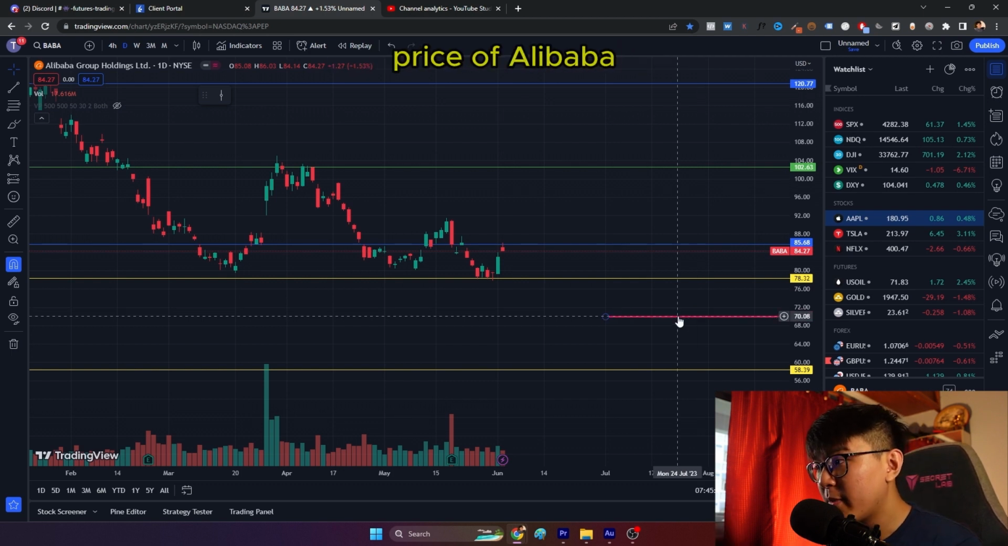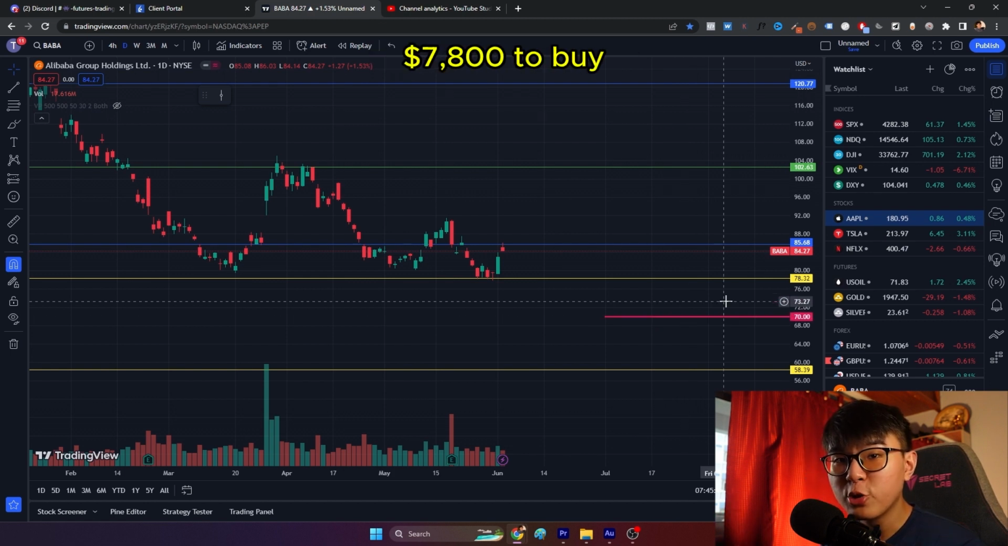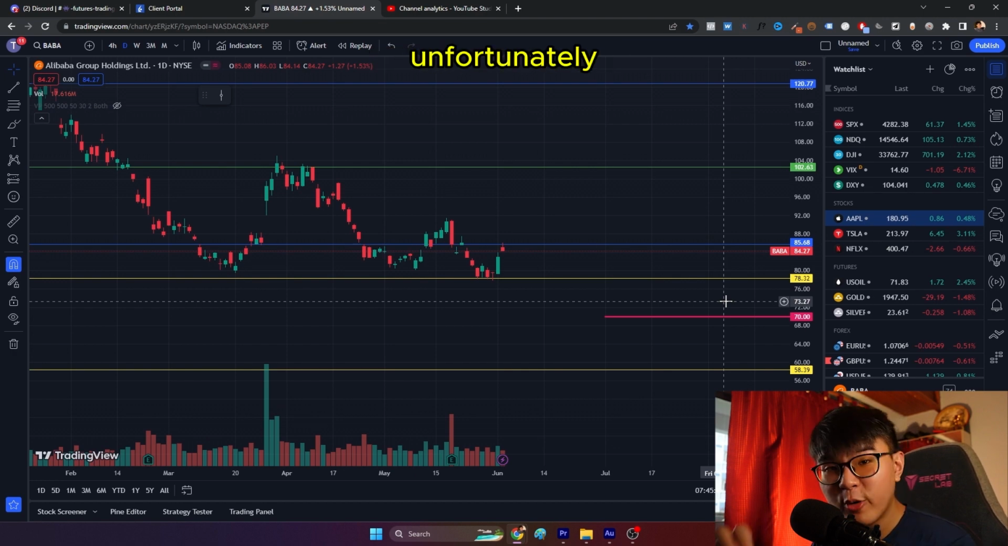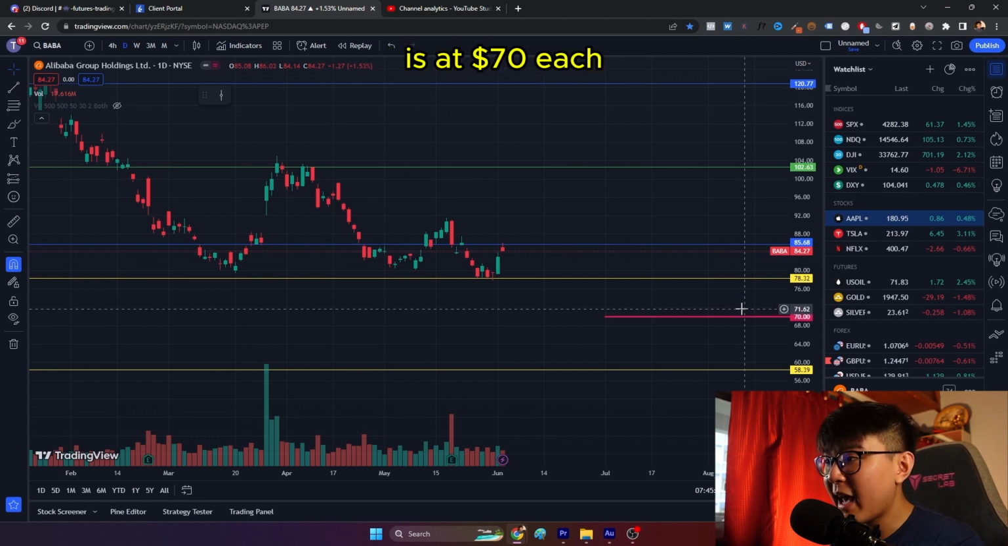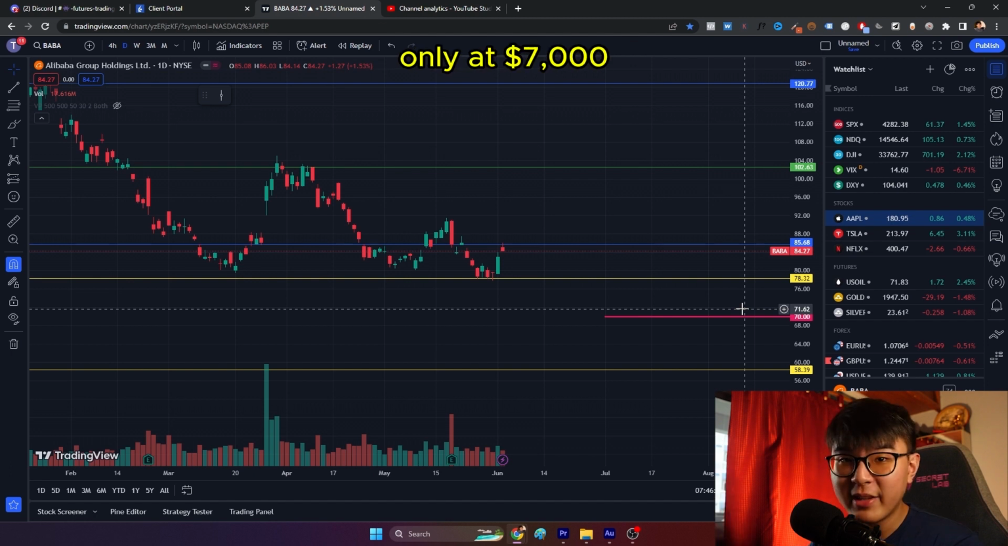Let's say the actual price of Alibaba drops to $70 in the next 33 days. You just spent $7,800 to buy 100 Alibaba stocks. After you buy it, you own 100 Alibaba shares. Unfortunately, at exactly 33 days later, let's assume that the price of Alibaba is at $70 each. 100 Alibaba stocks at $70 each would cost a total of $7,000. So in this case, you have lost about $800 because you bought 100 Alibaba stocks at $7,800. The 100 stocks now is worth only $7,000. So you would have lost $800.